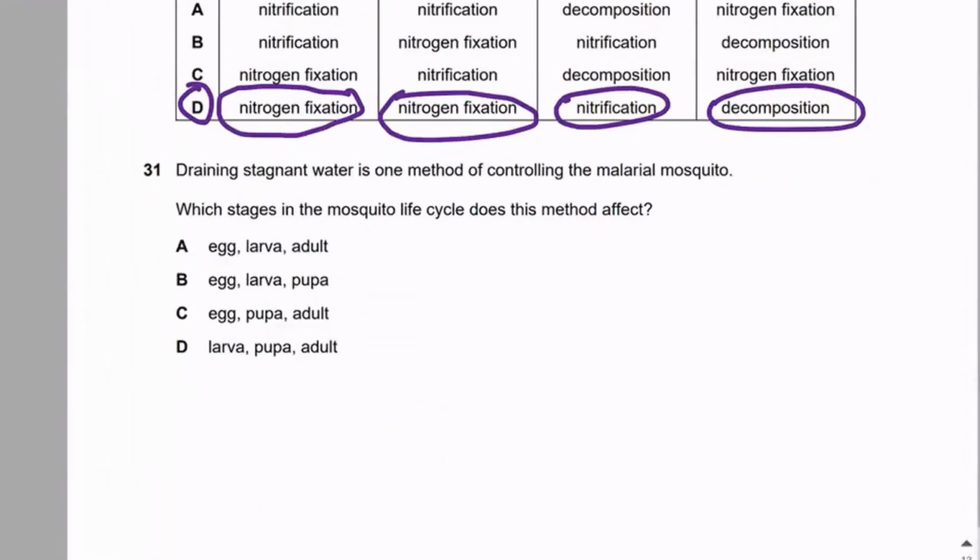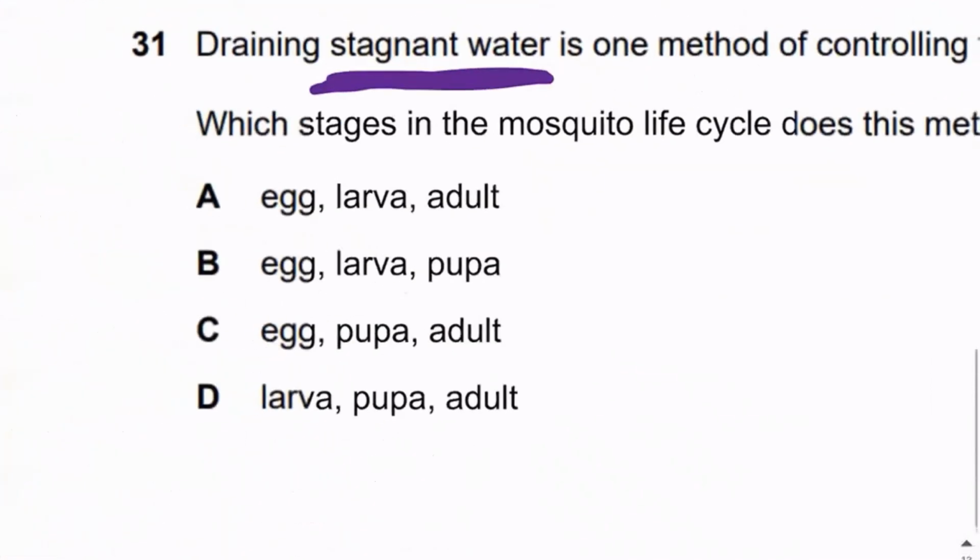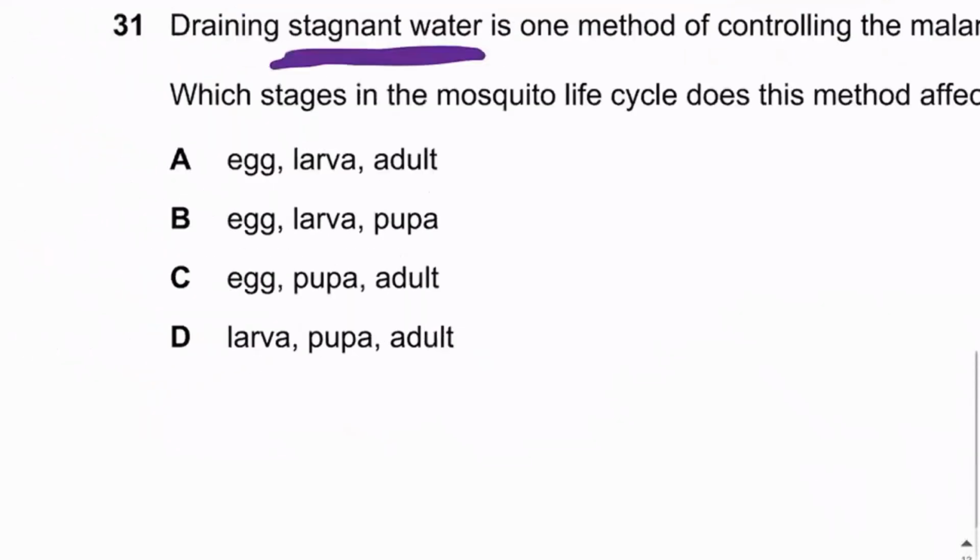Which stages in the mosquito life cycle does this method affect? So guys, as you all know, adult mosquitoes lay their eggs in stagnant water, water which is not moving, right? These eggs hatch into larvae. So larvae are basically baby mosquitoes which are just born, and larvae stay in water. They don't come into air, they stay in water. Then larva grows into pupa, pupa still stays in water. And when the pupa grows into adult mosquito, it comes into the air.